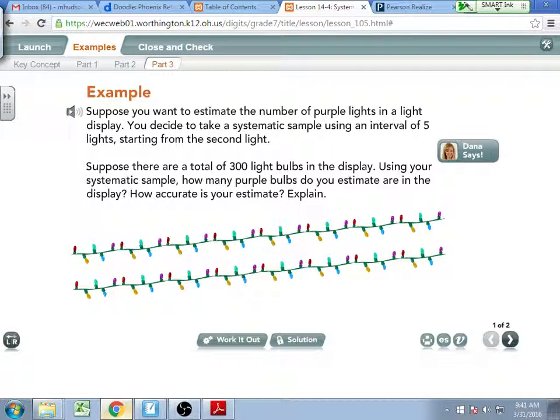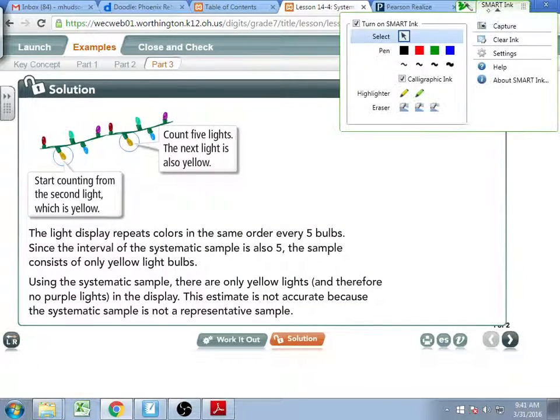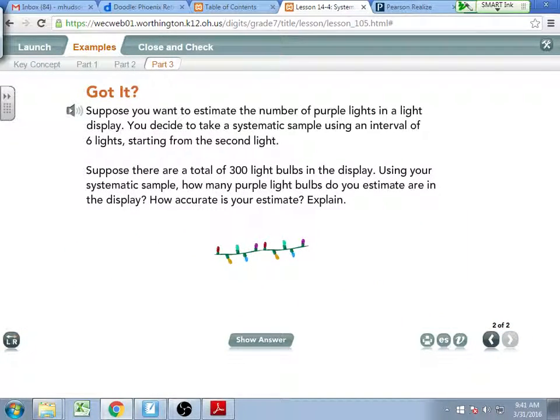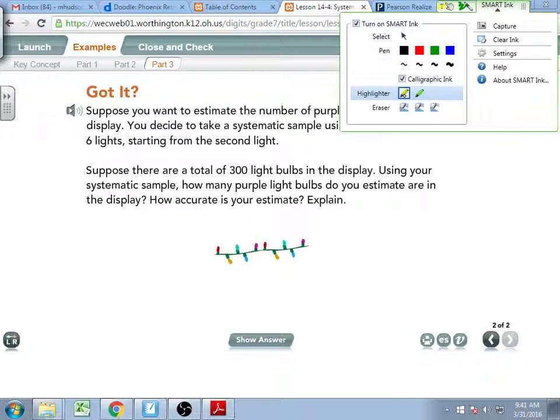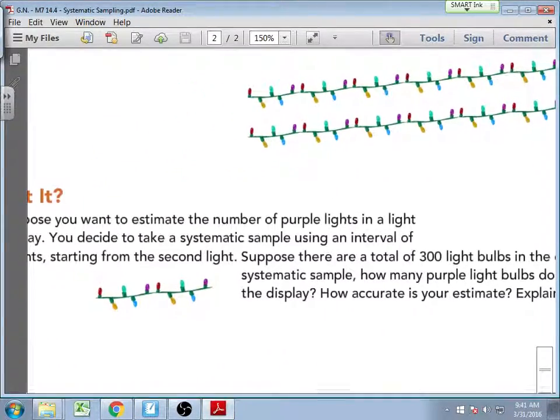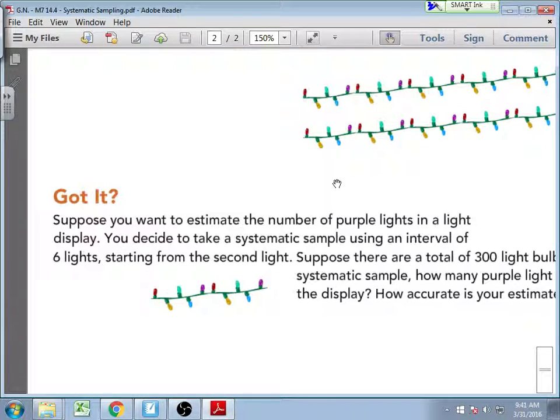You said every 7th? They told me every 6. So let's go ahead and try an interval of 6, starting from the second light. I'm still going to start from the second light, right? But I only have this little bit of the strand. So on your notes, write down here, we choose every 6, starting from the second. 1, 2, 3, 4, 5, 6. So I get a sample that's a yellow and a green.